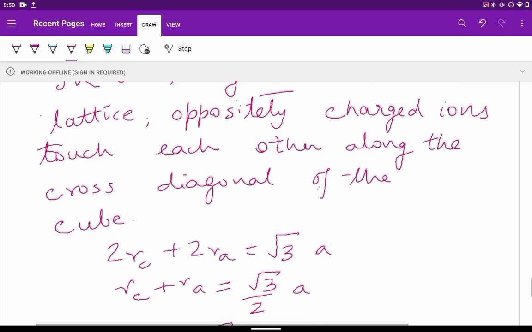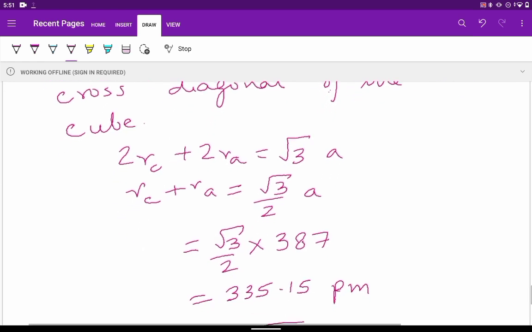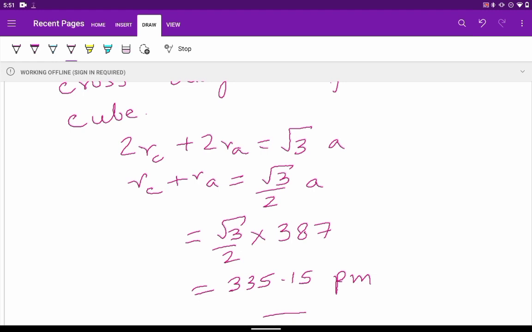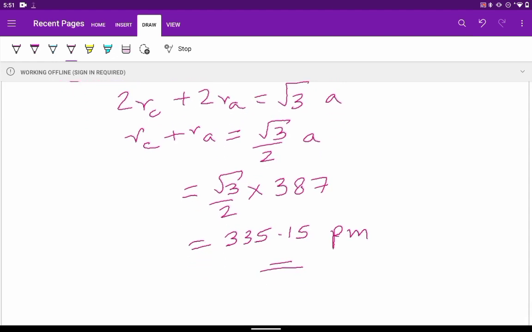So here it will be 2 into Rc, that is for the cation, plus 2 into Ra for the anion, equal to root 3 a. So we can take 2 common, 2 goes to the other side, and it becomes Rc plus Ra equal to root 3 by 2 into a. Putting the value of a as 387, we get Rc plus Ra equal to root 3 by 2 into 387, which is equal to 335.15 picometers. So these are the two numericals.